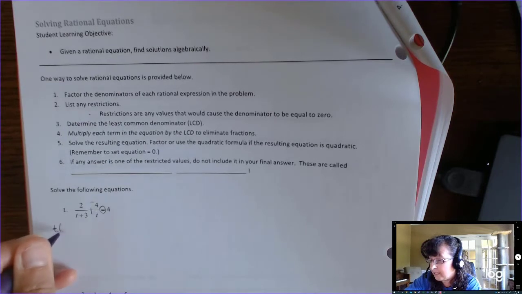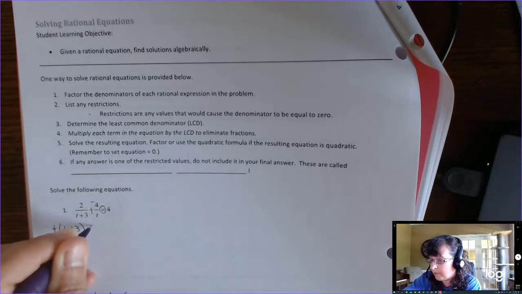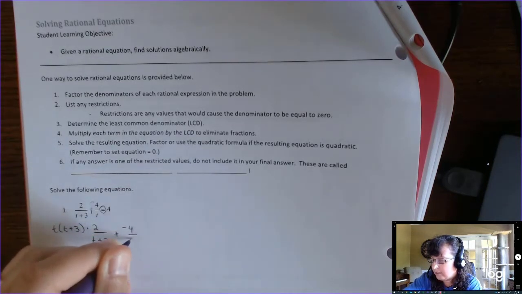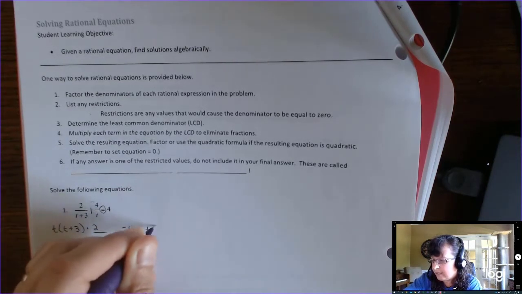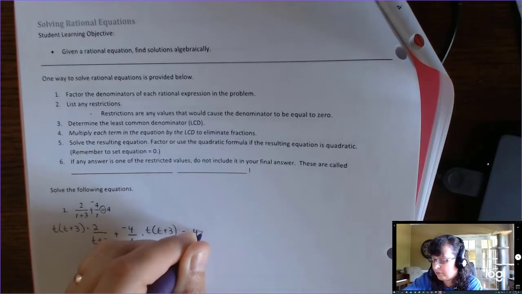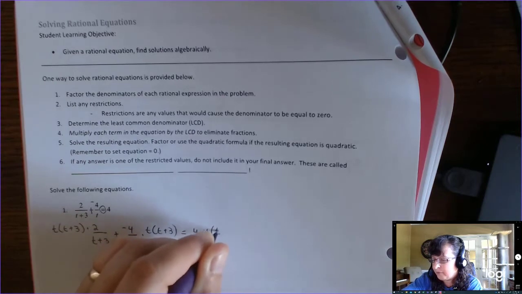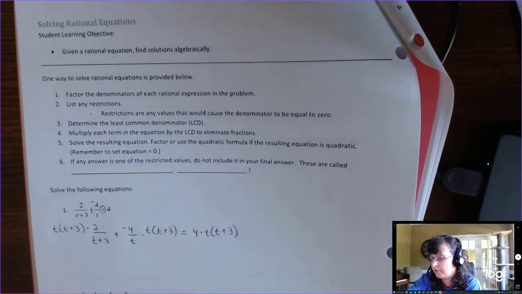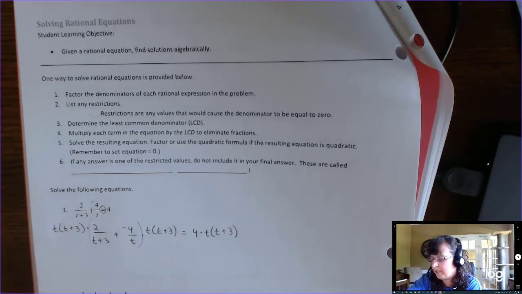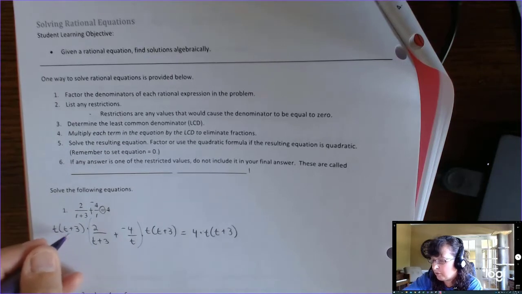I need a t and I need a t plus 3. I'm going to multiply these terms here by t times t plus 3. And whatever I do on one side, I have to do on the other. And that's an algebraically legal step. Basically, I multiplied this side by t plus 3 and I distributed it. That's why it's getting multiplied to all three terms. And then you can cross cancel.